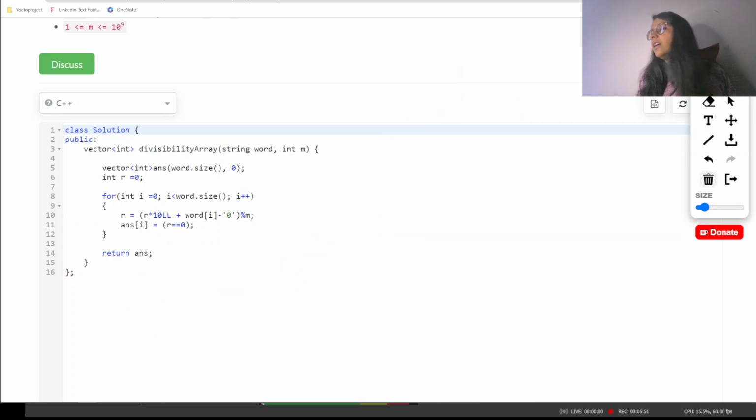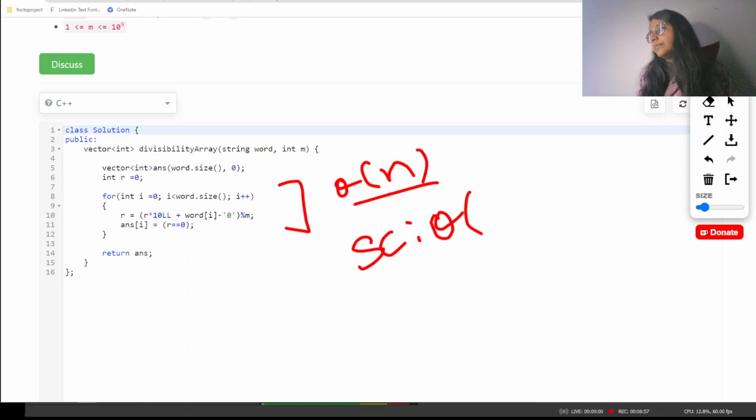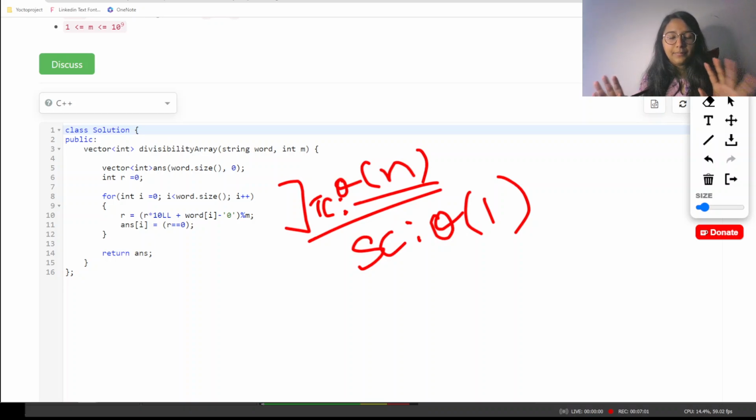So basically, we can clearly see that our solution is order of n and the space complexity is order of 1. So this is the time complexity and space complexity for the same. This was all for this particular question.